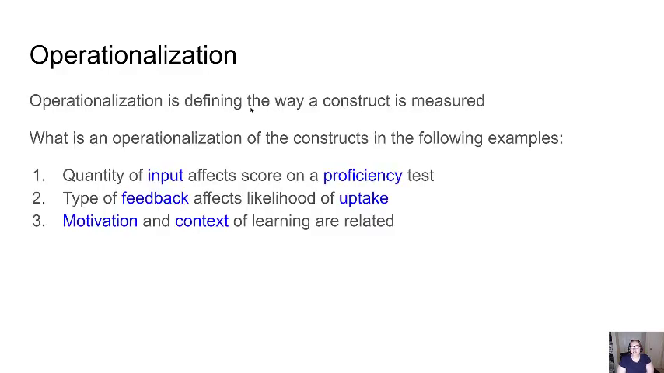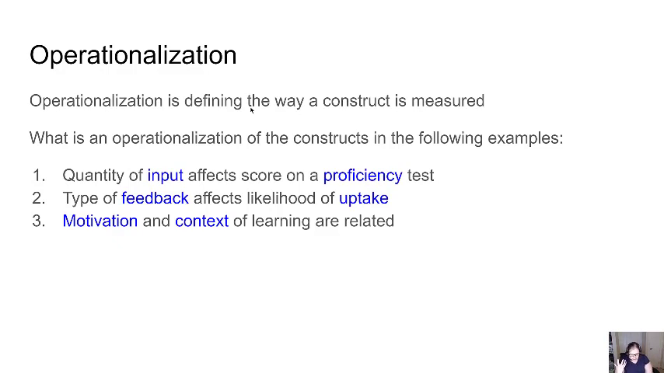Okay, so here you see the 3 things that we talked about earlier. Number 2 and number 3 we're going to do in class, but I'm going to talk through number 1. We kind of talked about proficiency already, but let's do it, okay? It's an operationalization of the constructs in the following examples. So let's do number 1 together, okay? Quantity of input affects score on a proficiency test. Now, I can operationalize quantity of input various ways. So input, again, if we haven't totally absorbed this yet, input is the amount of language use in your environment. It can be, sign language is very visual, auditory or reading or something if it's a spoken written language, etc.